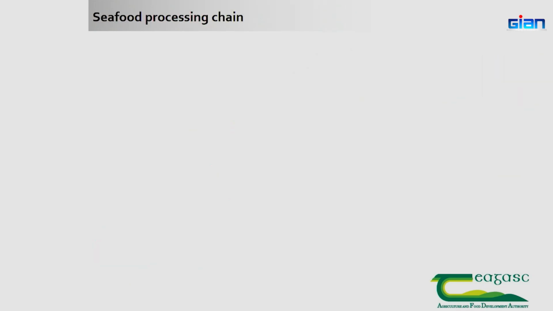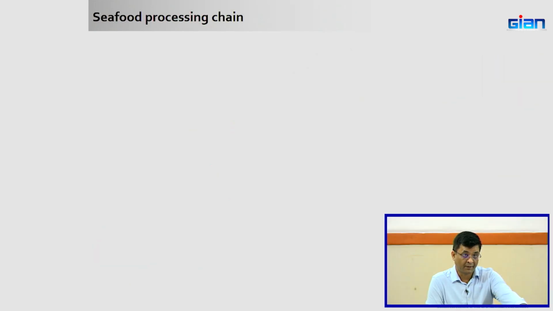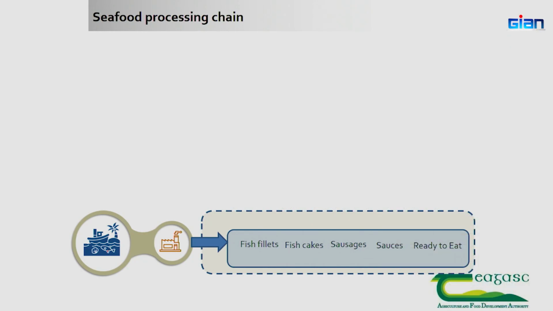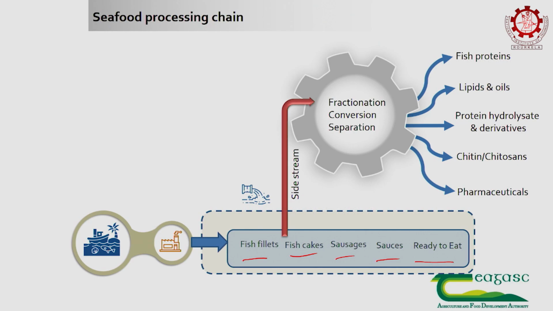Okay. Second one is seafood. Now this one is quite complicated. Dairy is quite straightforward. You know, it's only one liquid product, we process it. Now, if it comes to seafood, whether it's wild harvest or aquaculture, this example is given only for seafood, not for the plants. You have fish fillet, fish cake, sausages, sauce, ready to eat, ready to serve, ready to consume. A lot of different products are there. I'm not going to go into each and every product, so you'll have a lot of products coming out of it. So whatever side streams are there, what all can we obtain?